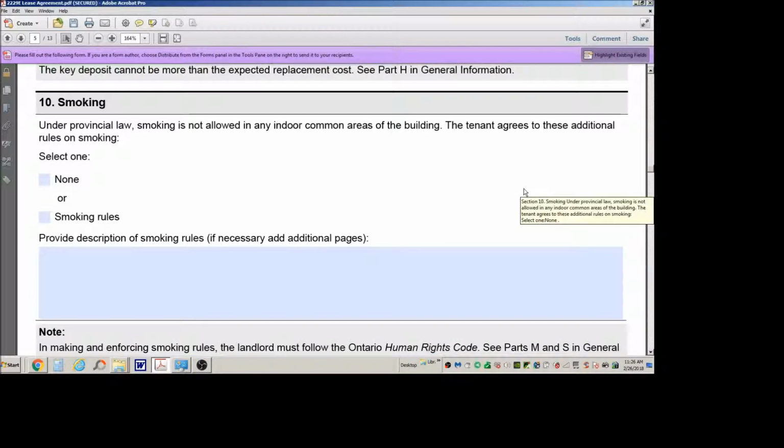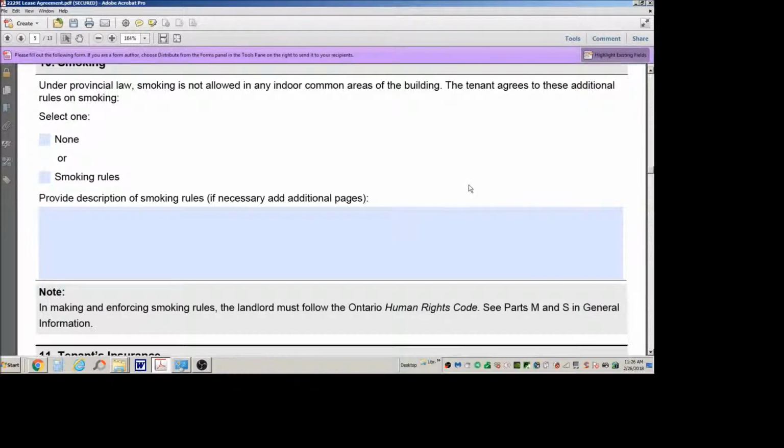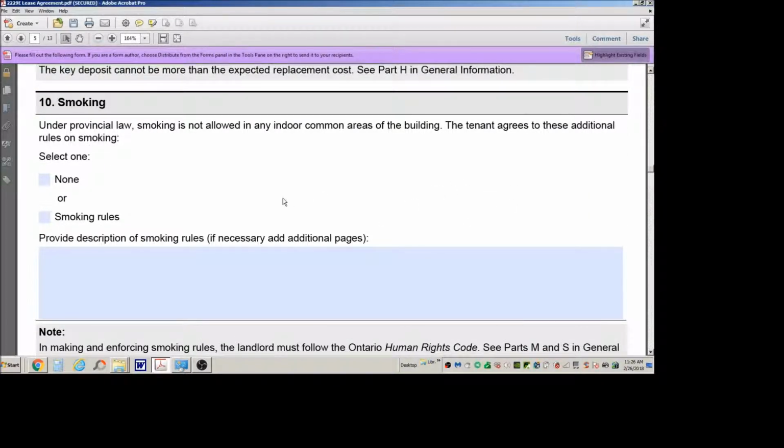Smoking. Okay, so this is the same. The tenant can smoke, just do not smoke inside of the unit. Now with the new marijuana law that is coming in July 1st, I'm not sure how this will apply. The government still has to tell us what's going to happen with that. But probably, if you cannot smoke cigarettes in the unit, why would you be able to smoke pot, right?